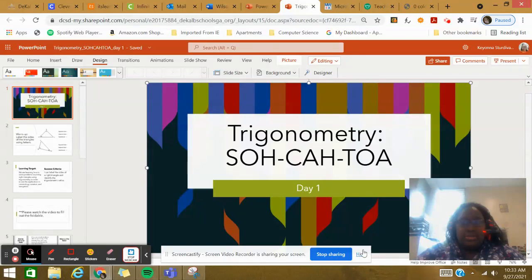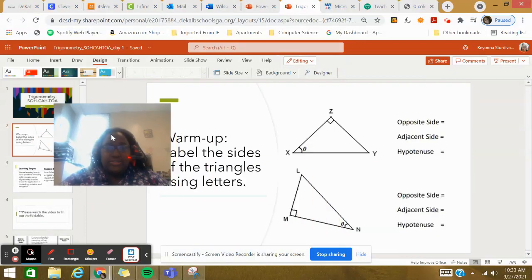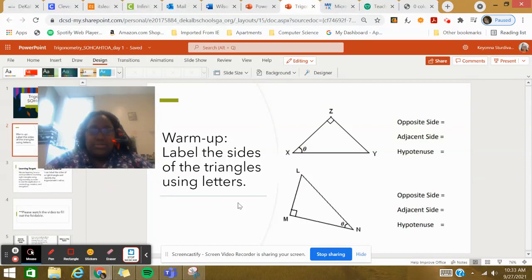All right, today we are looking at trigonometry, also known as SOHCAHTOA, or sine, cosine, and tangent. Here's the warm up for today. The warm up is asking you to label the sides of the triangle. Right before this lesson, you should have gotten some practice with labeling the sides. Remember that when we label them, we're looking for the hypotenuse, the adjacent side, and the opposite side.